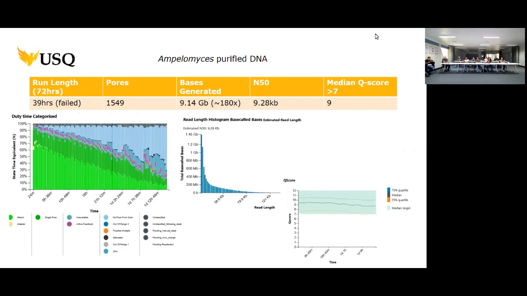And we generated 9.14 gig of data. So that's a fair bit of data for whole genome assembly. And for me, that equated to about 180 times coverage. That was more than enough data really to do the whole genome assembly, so really happy with that. An N50 of 9 and a Q score of 9. So good quality sequencing data. So this was a nice run all in all, and answered the question we needed it to.